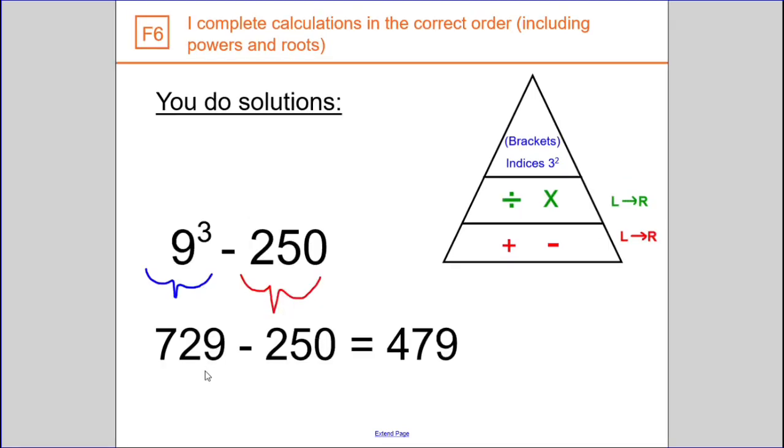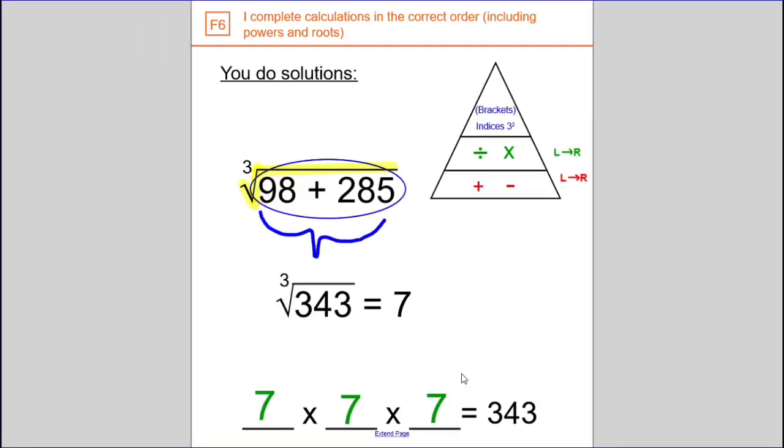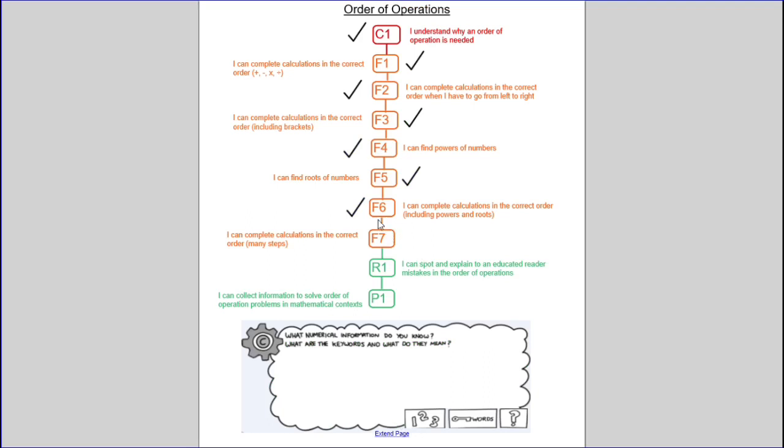For this question, you've got an indices and a subtraction. If I do the indices first and then subtract, I get 479. For this question here, you've got a cube root, but we must simplify so that it's easier to understand. 98 added 285 gives me 343. Cube root of 343 just means 3 numbers that multiplied to give me 343, and that can only be 7. That's the end of F6, and we are now ready to move on to F7.